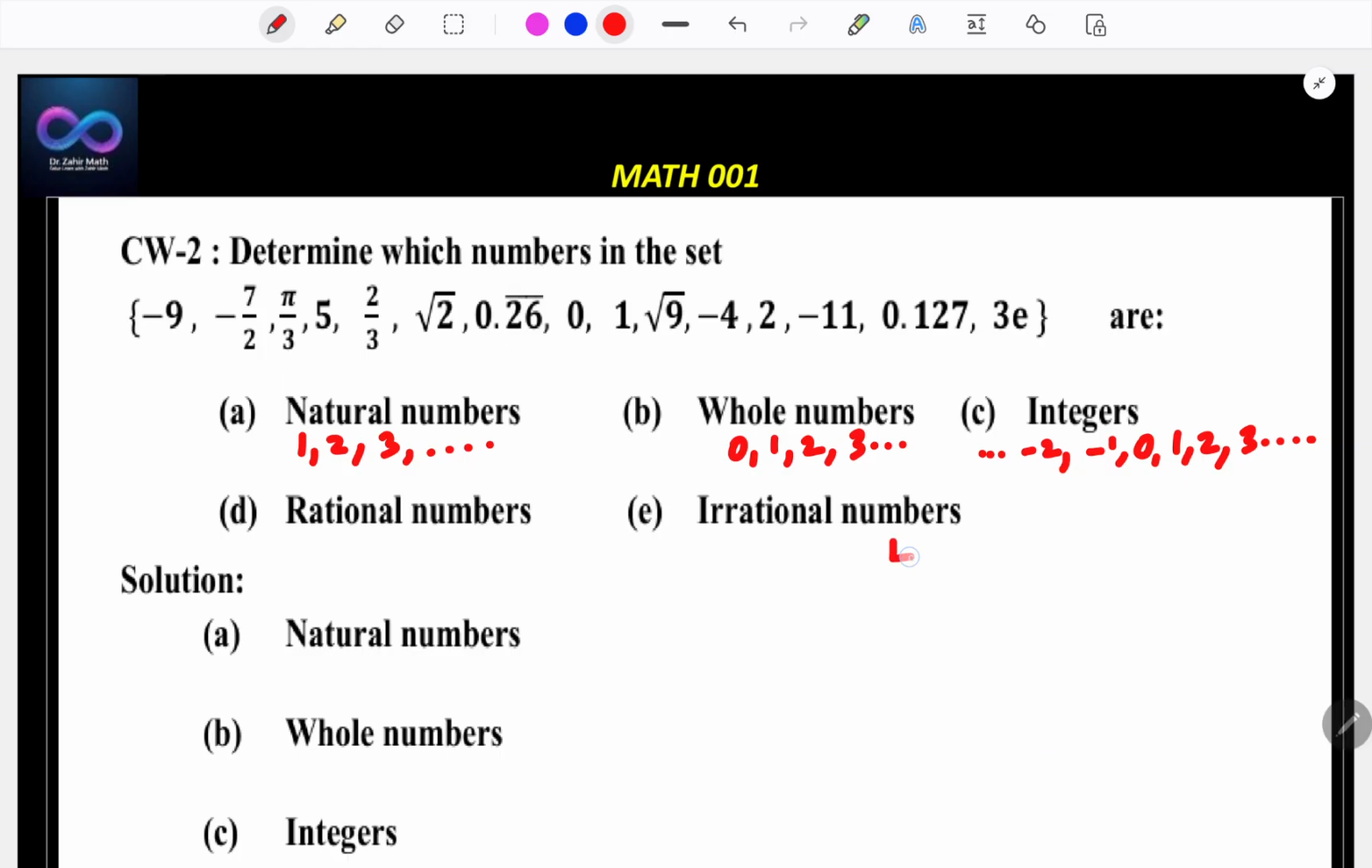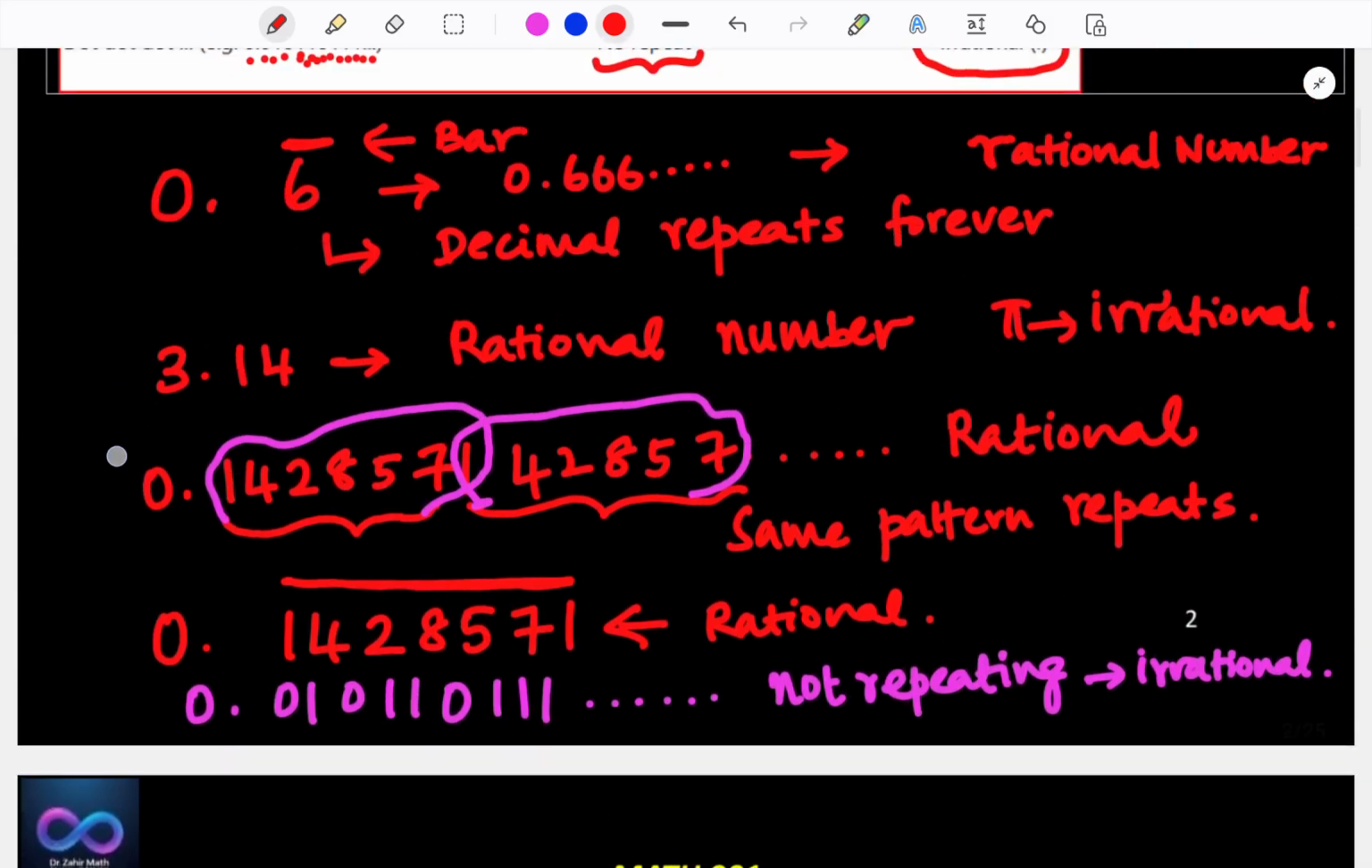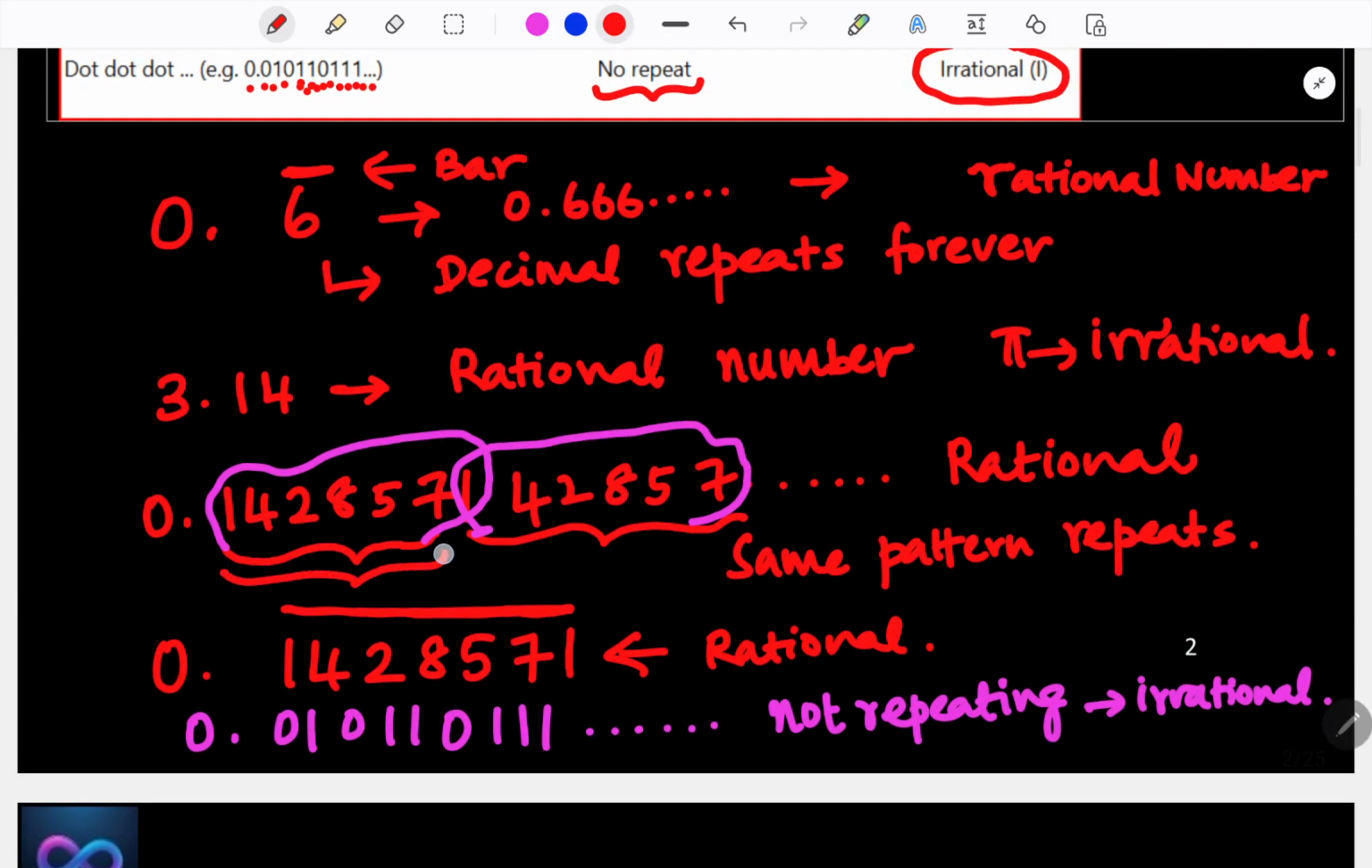Irrational numbers, what did I say? Pi, square root, e. These are all irrational numbers I said, okay? Also some numbers which have dot dot dot without same pattern. If there is no same pattern, then it is called what? Irrational numbers. Same pattern means same design. What do you mean by same design? Let me show you the design. Look here. This is the same design: 4, 2, 8, 5, 7, 1 like that.